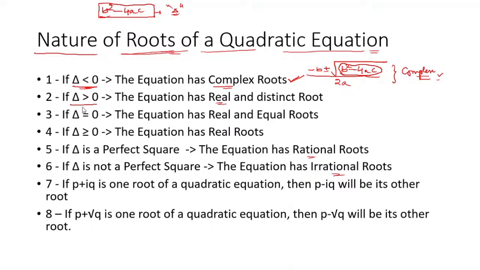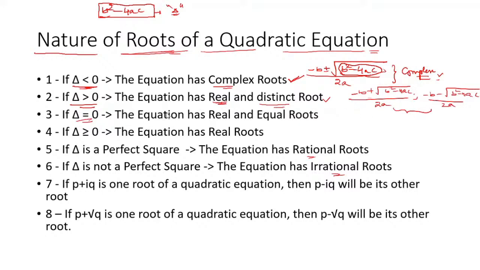Likewise, if the discriminant is greater than 0, the roots will be real and distinct, two different roots. Minus b plus root of b square minus 4ac by 2a, and the other will be minus b minus root of b square minus 4ac by 2a. So these two will be different, real roots.